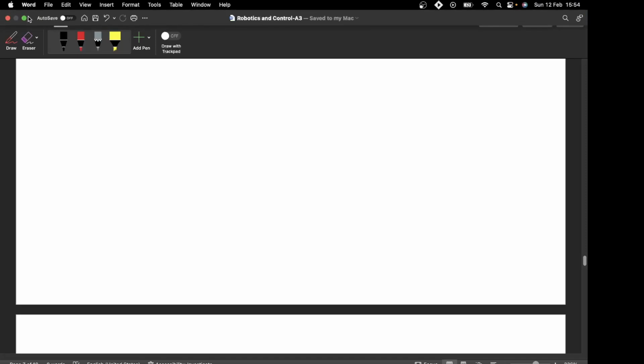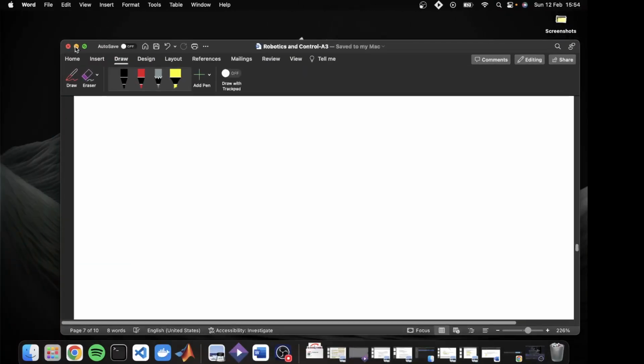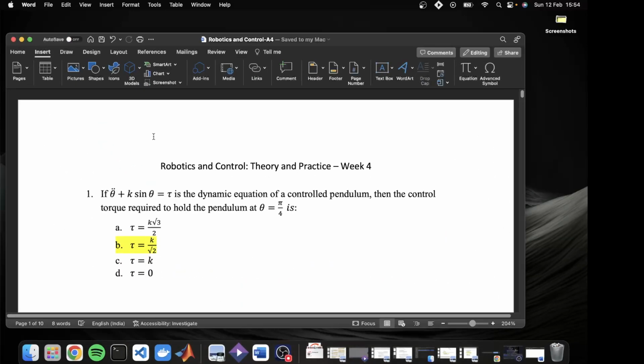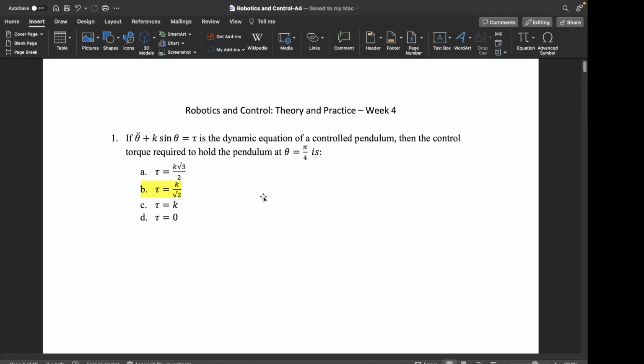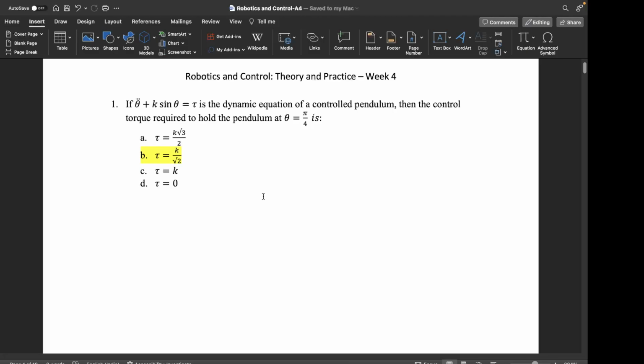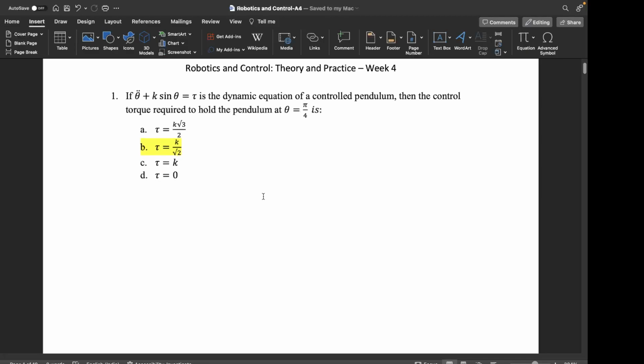So let's discuss a few questions based on week 4, right? In week 4, control has been introduced, and I think some neural network approach towards controlling manipulators and doing inverse kinematics and all. So let's solve some questions based on these concepts. So we have the dynamic equation of a pendulum, and what's being asked is the control required to hold the pendulum at theta equal to pi by 4.